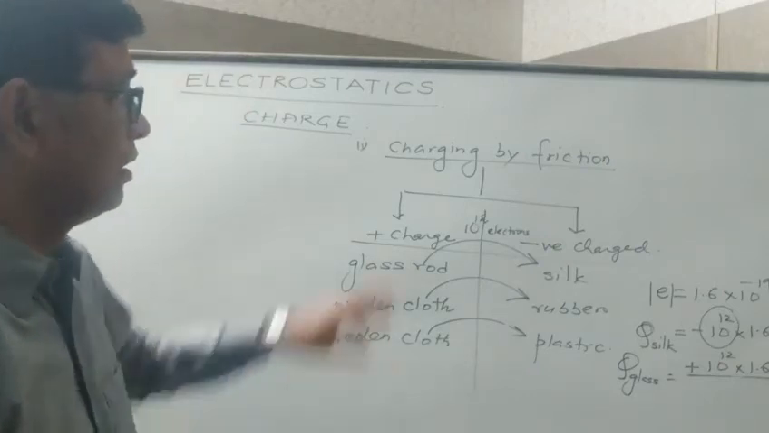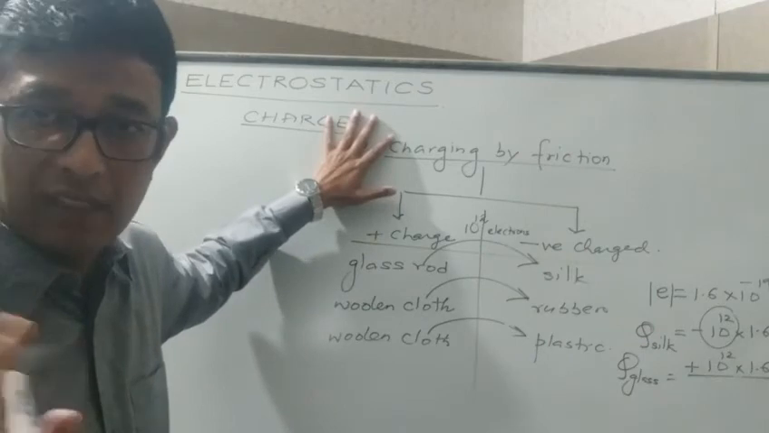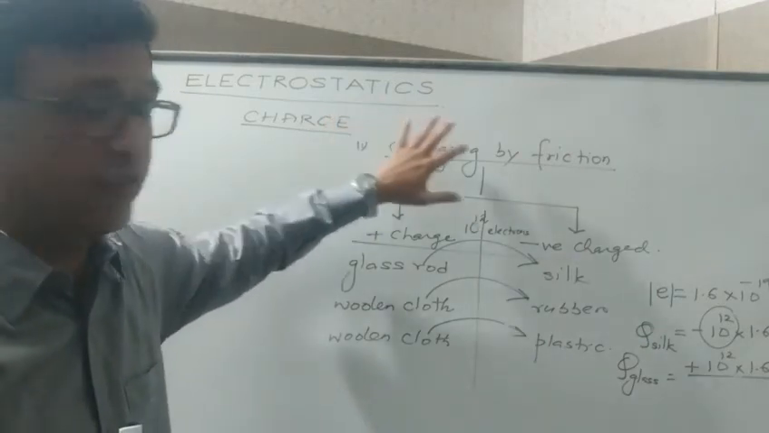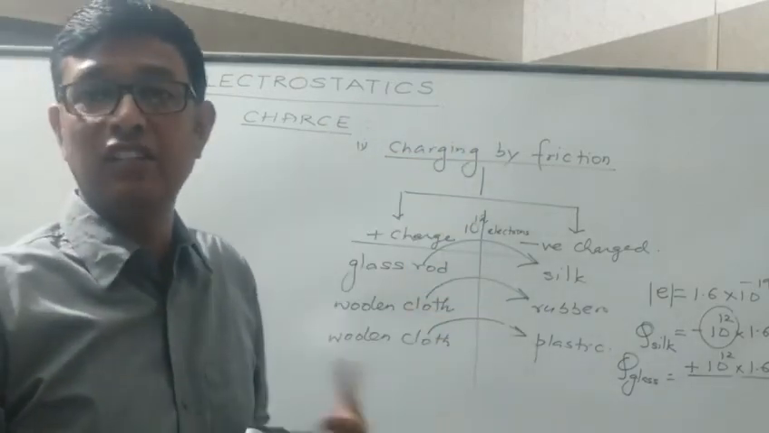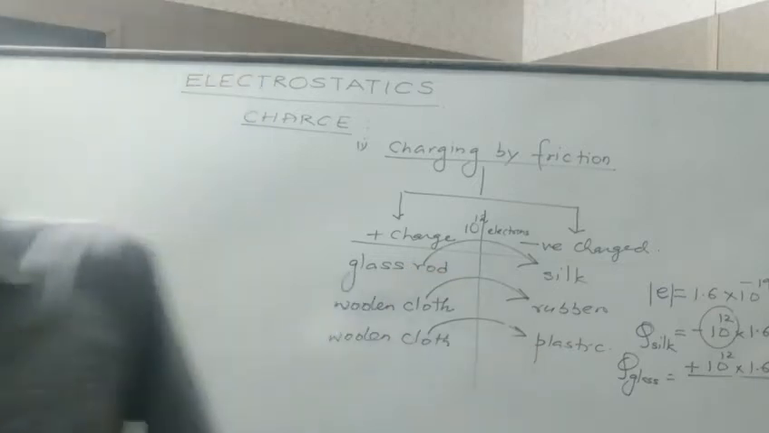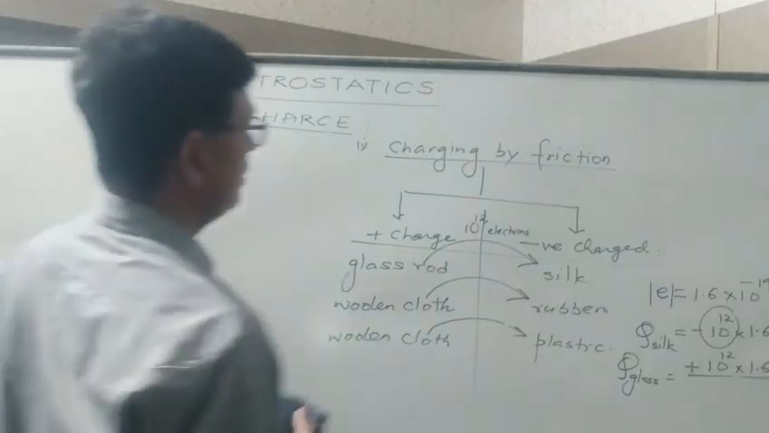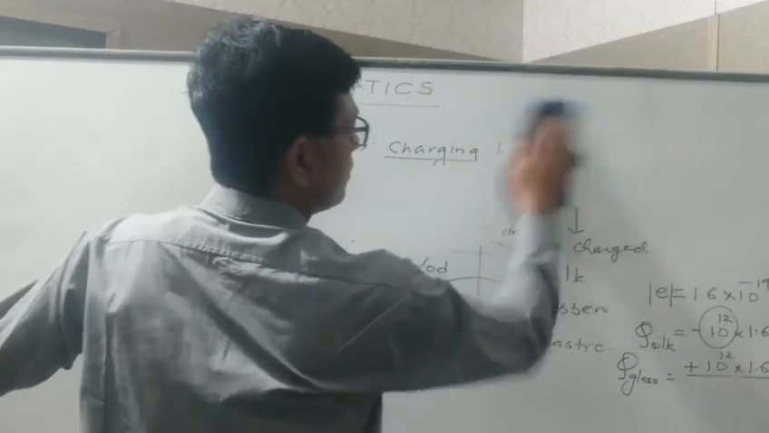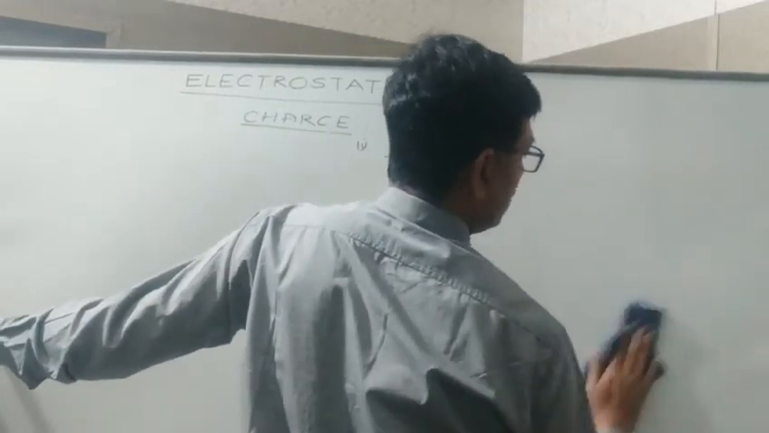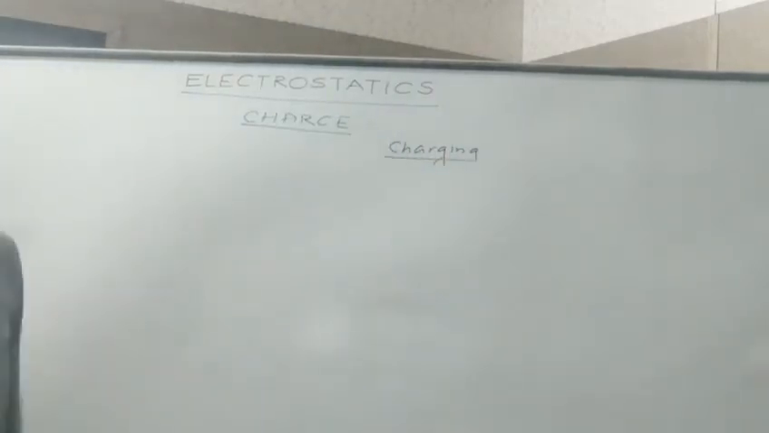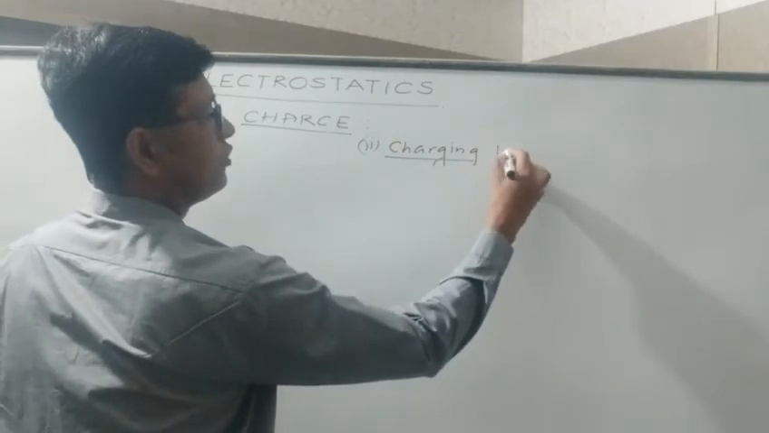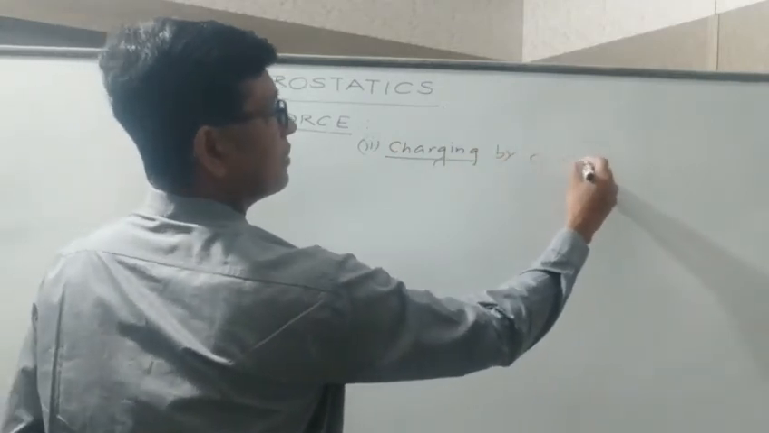So, electrification of bodies, as I said earlier, can be done in 3 ways. One is charging by friction, second one is charging by conduction, third one is charging by induction. Let's deal with the second one. Charging by conduction.